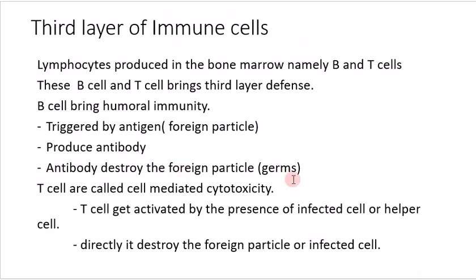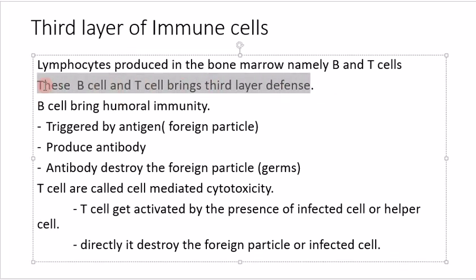Okay, then the third layer. Now let's look at the third layer. In the third layer there are two different types of cells involved, and these cells are called lymphocytes. Lymphocytes are of two types, B and T. The B and T cells bring the third defense layer.